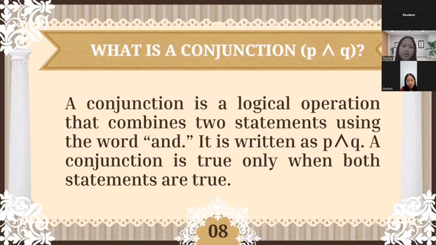And next, we talk about conjunction. A conjunction is a logical operation that combines two statements using the word and. It is written as P and Q. A conjunction is true only when both statements are true.